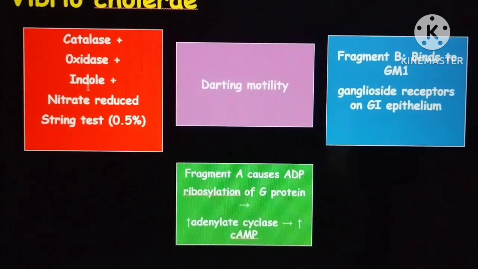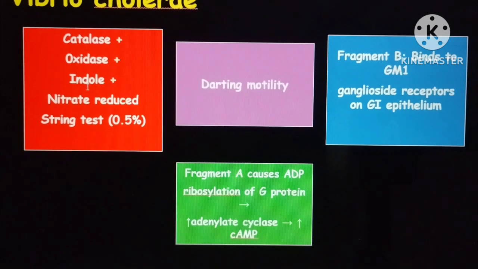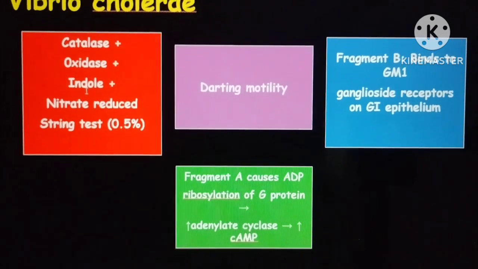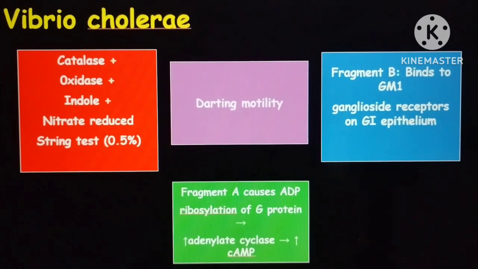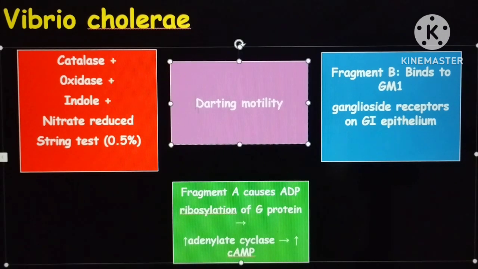Okay. So next is Vibrio cholerae. You know the famous mnemonic called the COIN test: catalase positive, oxidase positive, indole positive, nitrate gets reduced, and string test. You will be using 0.5 percent sodium deoxycholate. Typical motility is darting motility. Again, darting motility is also shown by Campylobacter.